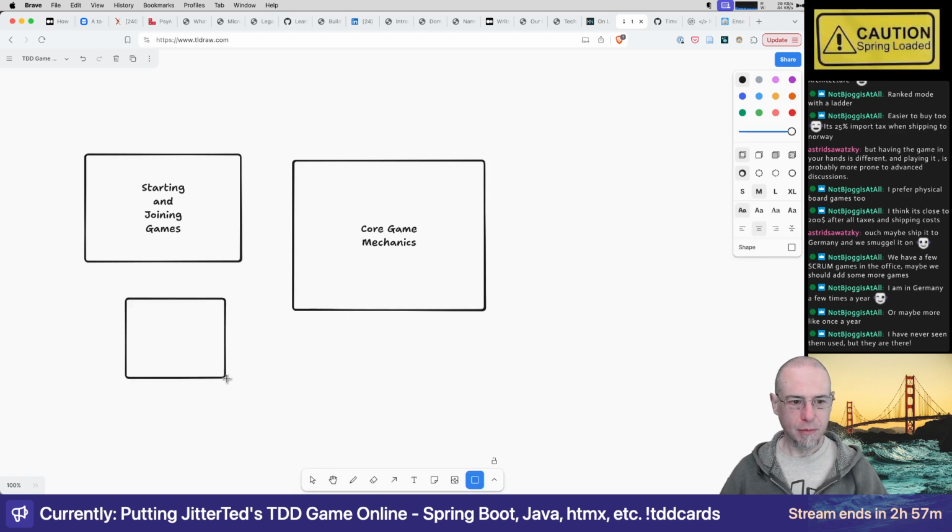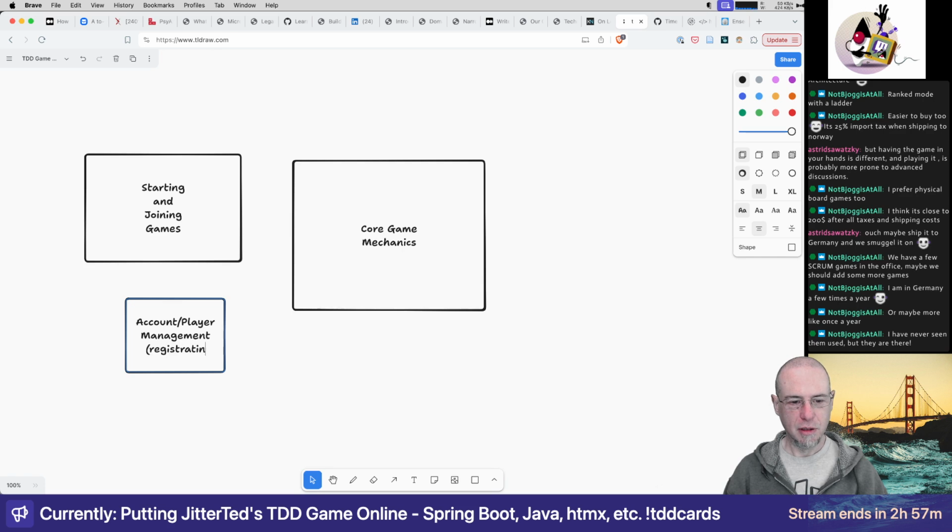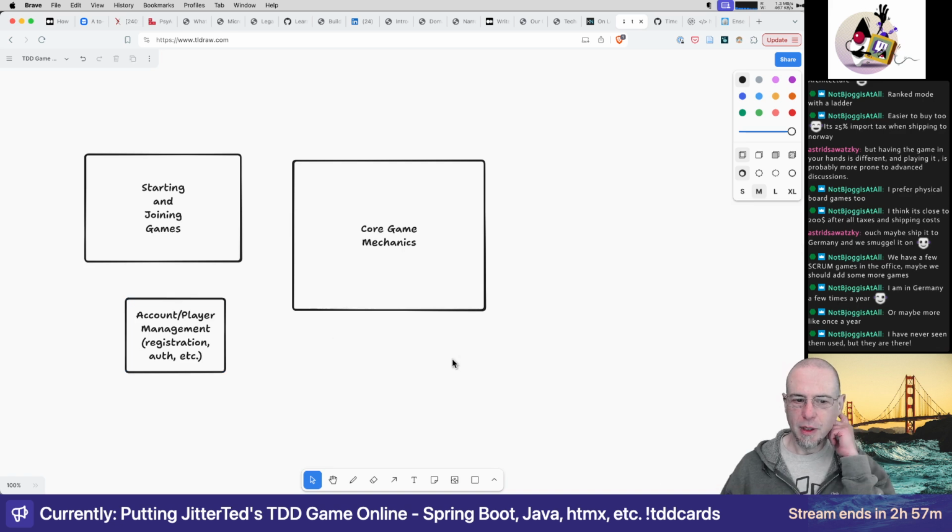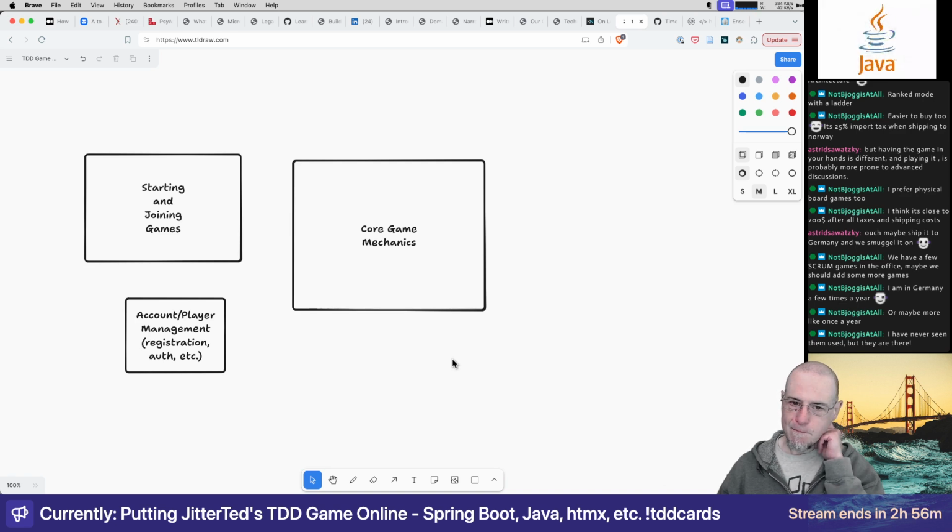Then there's what I'll consider account and player management. So registration, auth, etc. What else? I think those are the main, if I were to put this in a DDD context, those are probably the main subdomains.